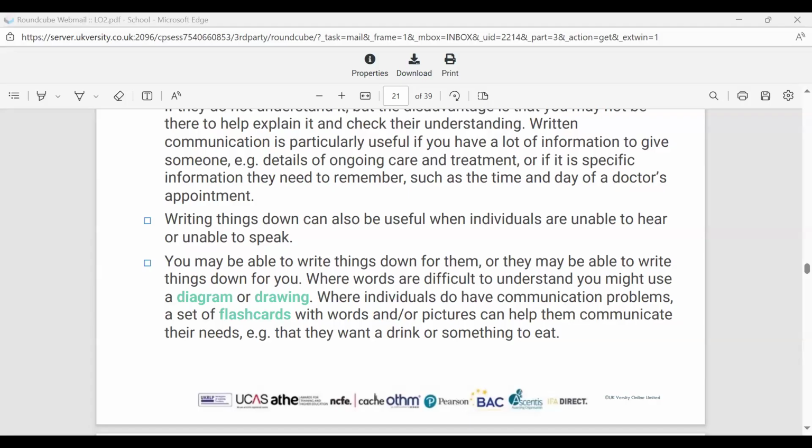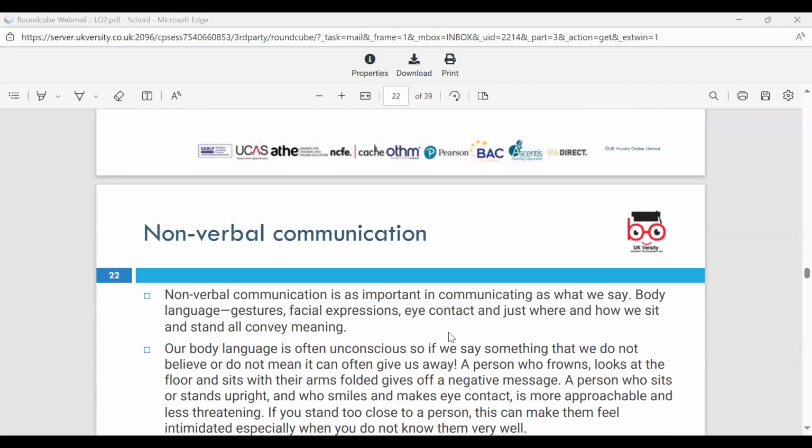It's important to have written communication because you need to write everything down. Sometimes words are difficult, so you need to be able to write things down so you remember things, and writing things down can be useful if someone's unable to talk.